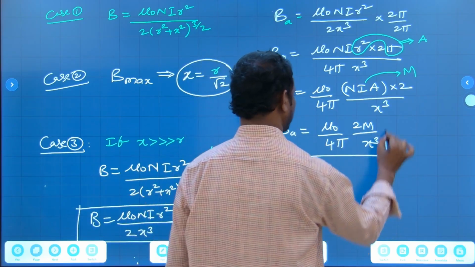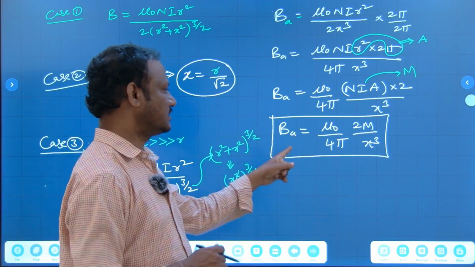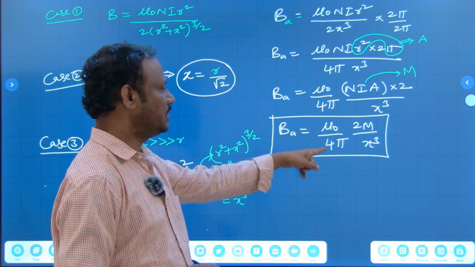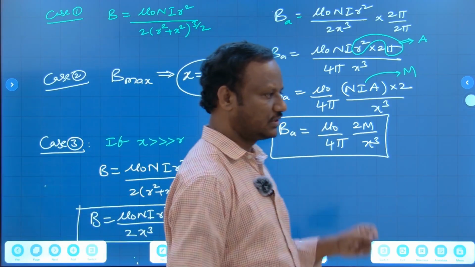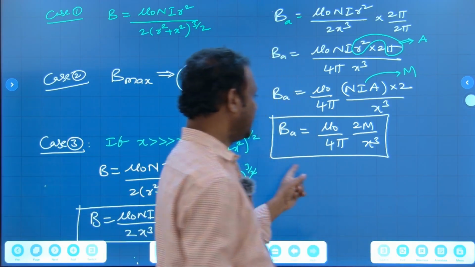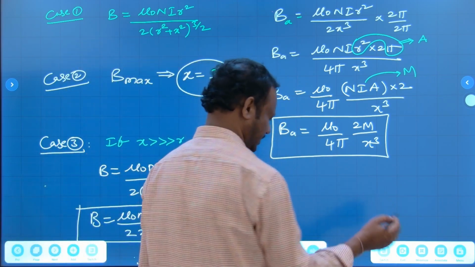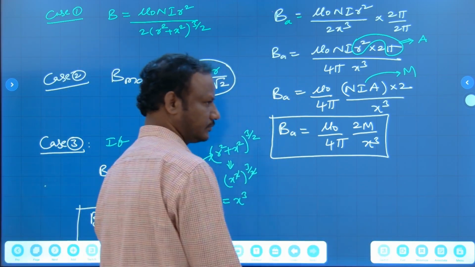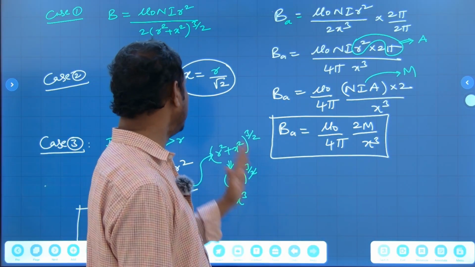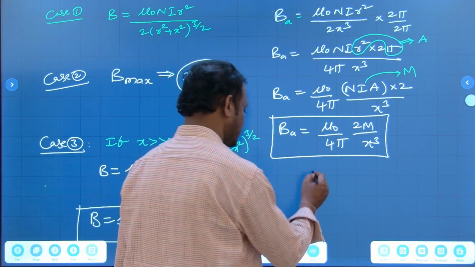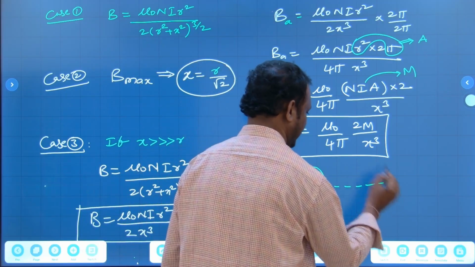So, you observe this equation. Have you seen this type of equation anywhere? Yes, sir. This is mu naught by 4 pi 2m by d cube, or mu naught by 4 pi 2m by x cube, which means at a point on the axis of the coil. Choose this coil, and find the field at this position.